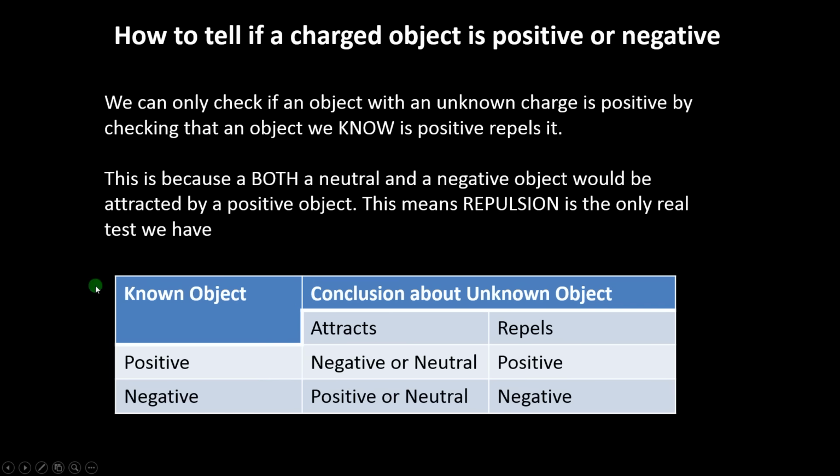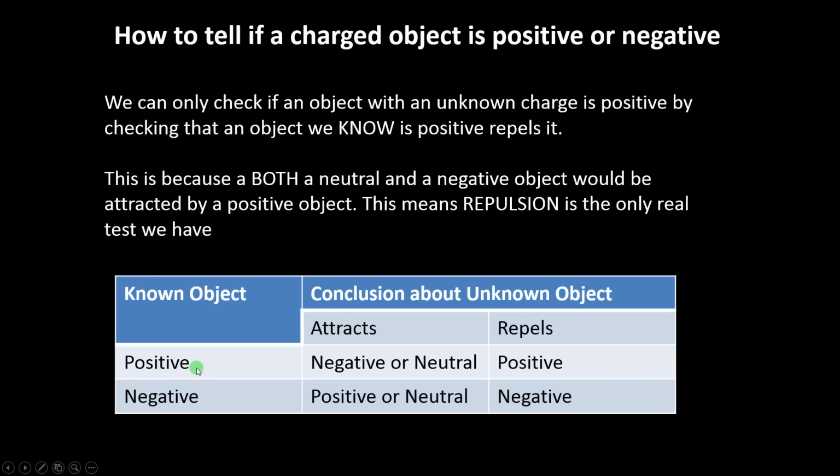So imagine we've got some objects that we know, one we know is positive and one we know is negative, and we put those known charged objects near to the thing we're trying to test. Let's say we take the positive object and put it near something and it attracts it. The conclusion we can draw is that it could be negative, because we know opposites attract, but we also know that neutral objects attract charged objects. So the attraction only tells us it's negative or neutral. It doesn't tell us which one.